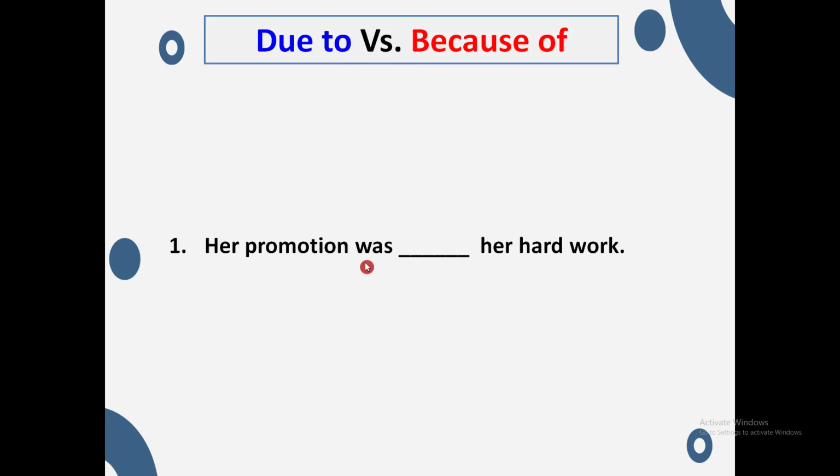Her promotion was blank her hard work, due to or because of. What should we write here? She smiled blank the good news, due to or because of.